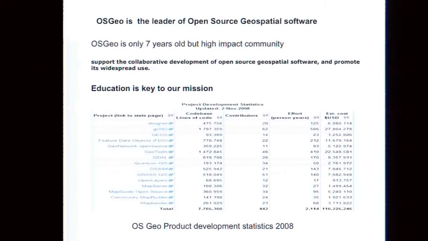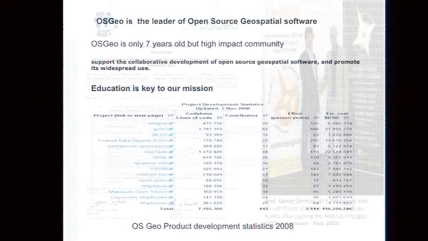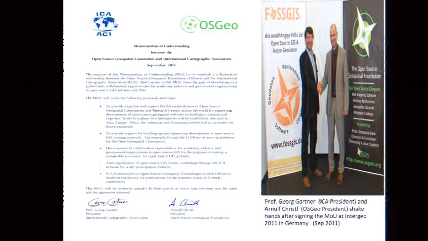So once we brought together the geospatial community as well as the education community in ICA, that had a very big change. And just 2 years back, September 2011, ICA and OSGeo signed an MOU for collaborating. At that time we had a vision of what we wanted to do, because we knew we had to make sure a lot of universities and more people get access to geospatial education.